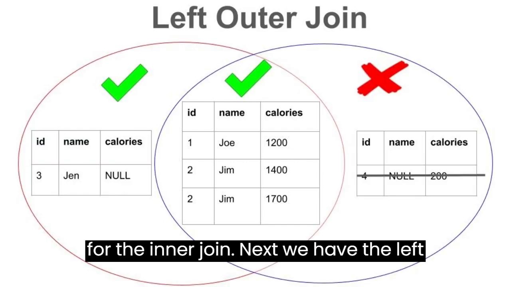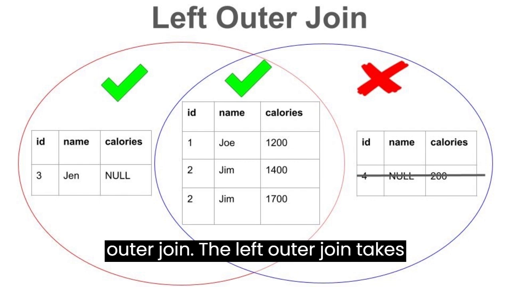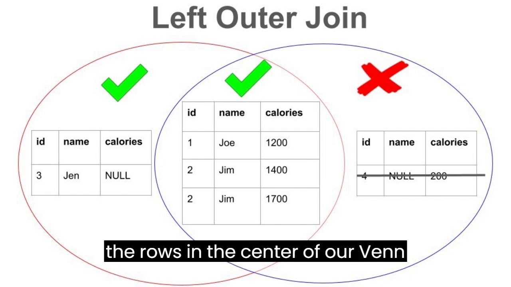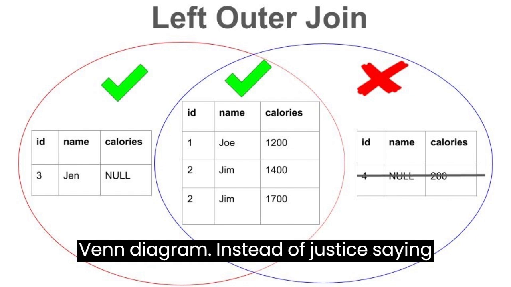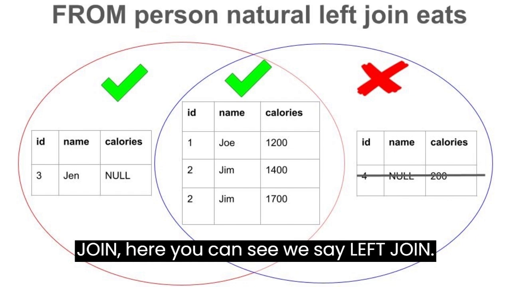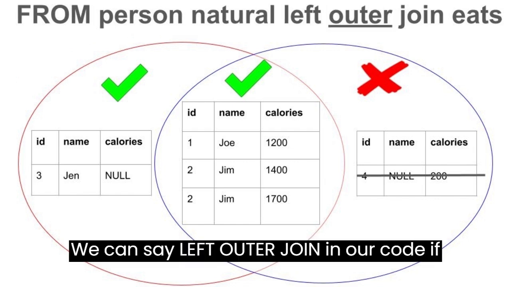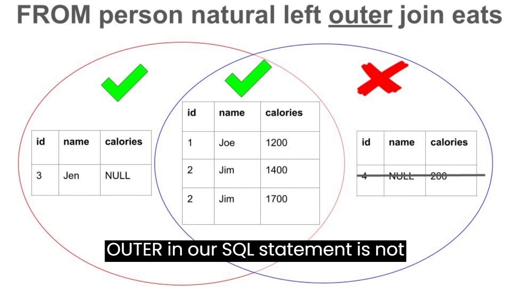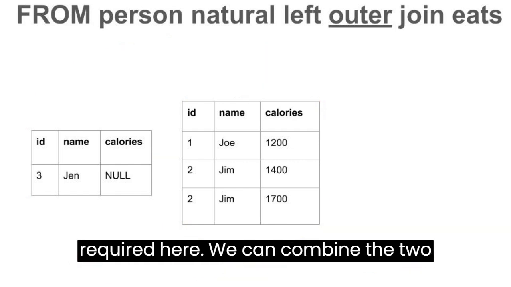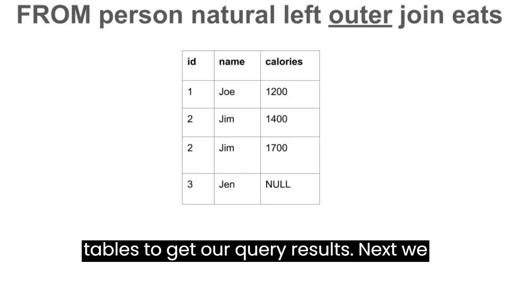Next, we have the left outer join. The left outer join takes the rows in the center of our Venn diagram and the rows in the left of our Venn diagram. Instead of just saying join here, you can see we say left join. We can say left outer join in our code if we would like, but writing the keyword outer in our SQL statement is not required. Here we can combine the 2 tables to get our query result.